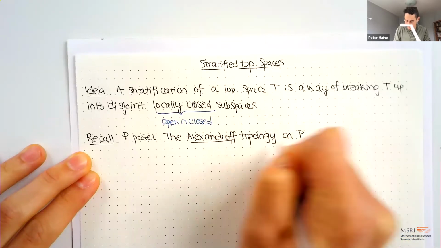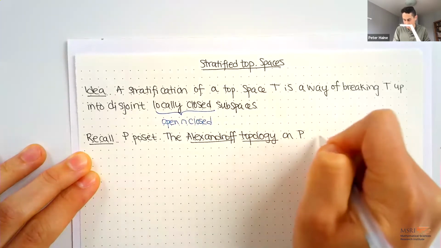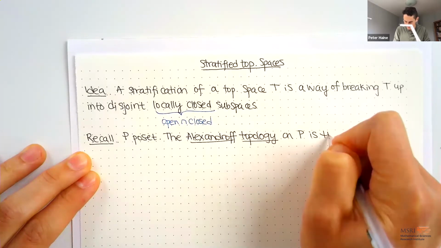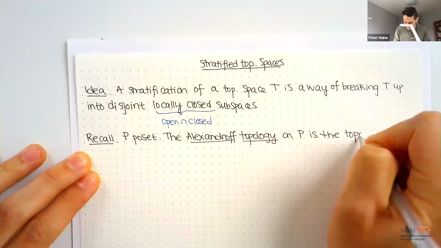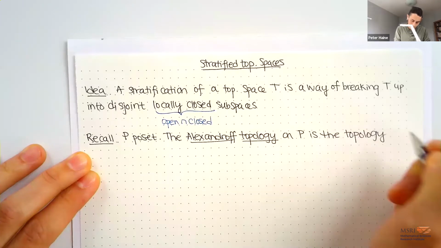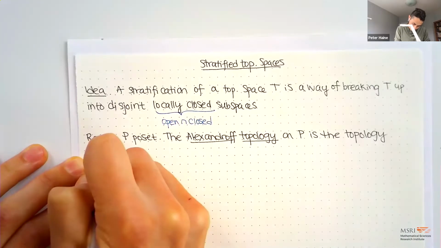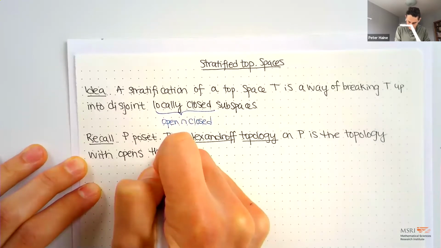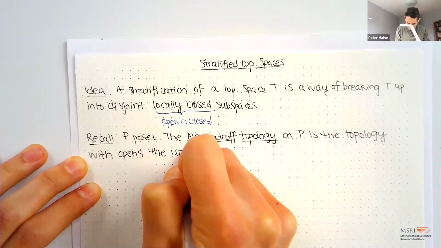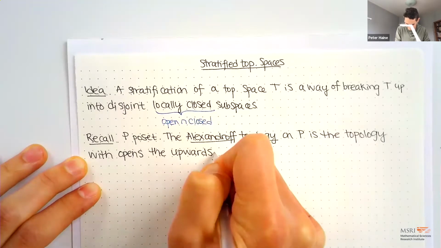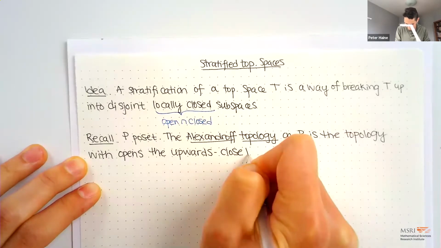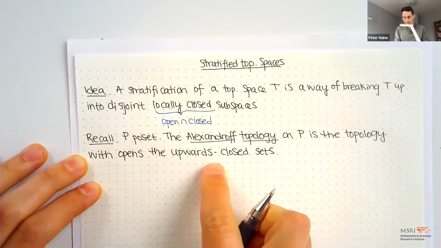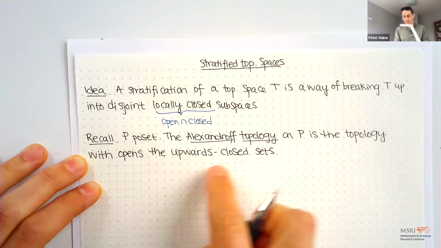On P, the underlying set has the topology whose opens are the upwards closed sets. Meaning that if I have an element in my set and some bigger element, then it's also in my set.